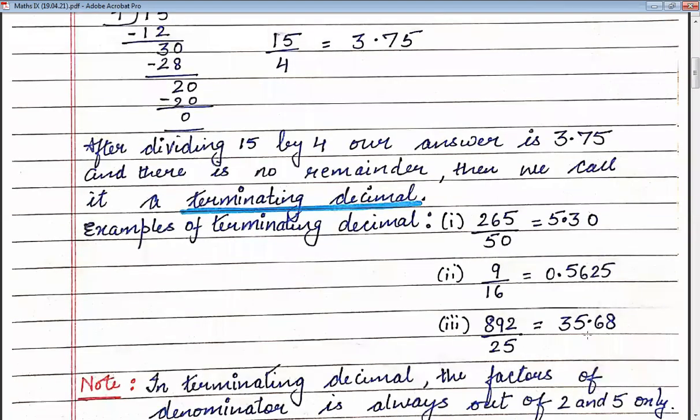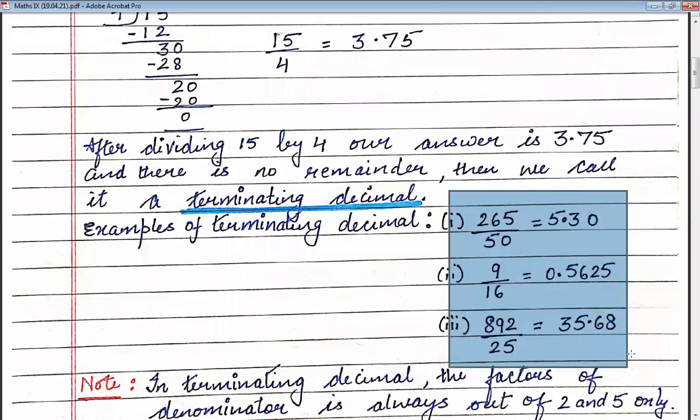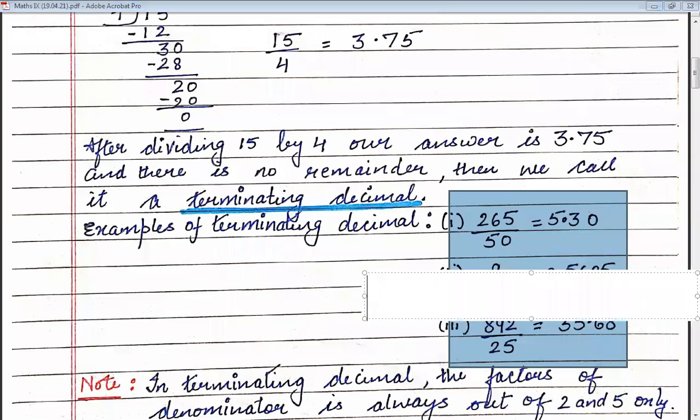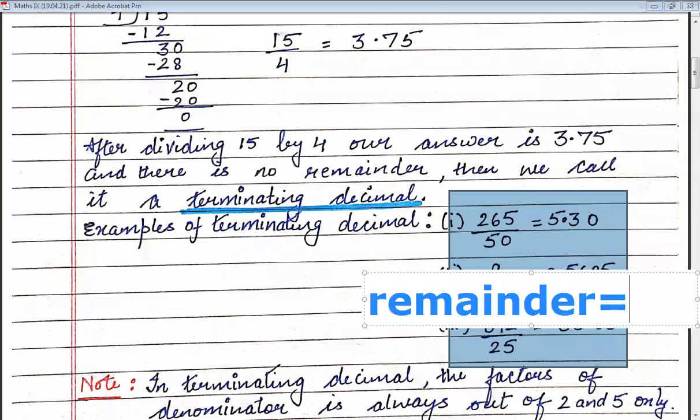Now children, if you divide 265 by 50, your answer is 5.30. In the second one, you have 9 upon 16. When you divide it, you will get 0.5625. And the third one, 892 upon 25, and your answer is 35.68. Now, children, in all the cases, your remainder is 0. What is your remainder? That is 0.